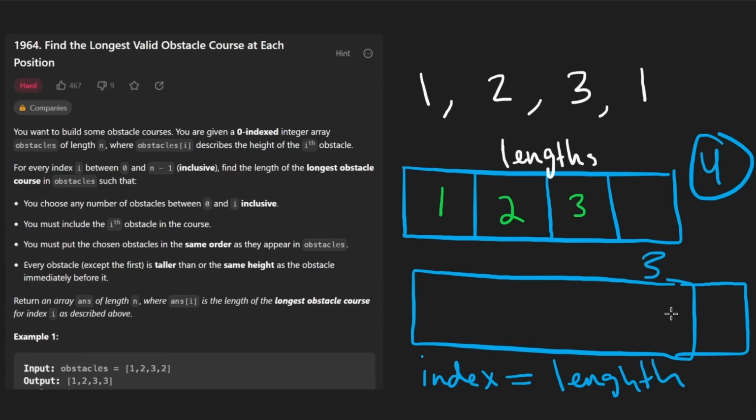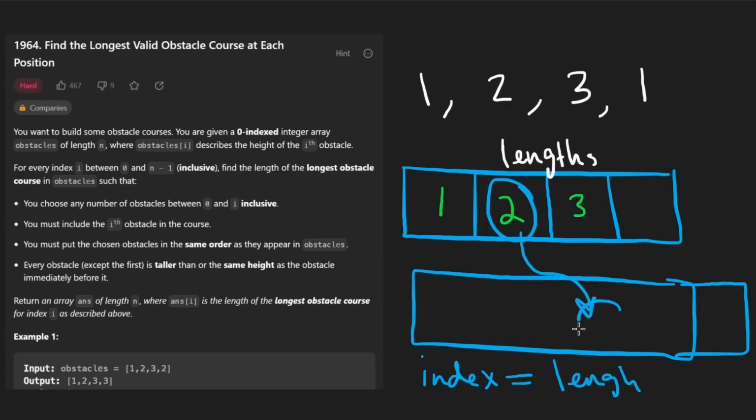4 over here. So that's why it's one size larger, and the index is going to correspond to the length of a subsequence, and we're going to take the length and map it to the last value. So for here, the length of this subsequence was of length 2. What's the last value of it? It's also 2. The LIS over here was of length 3. Its last value was also 3.